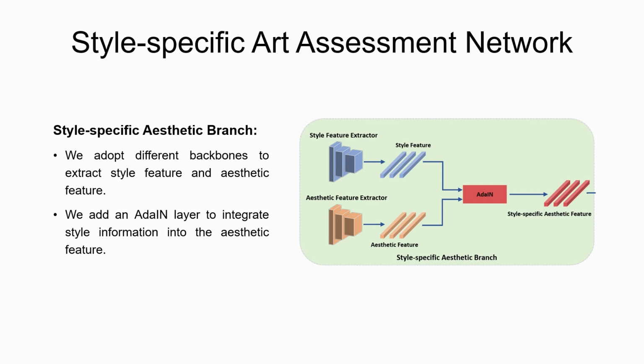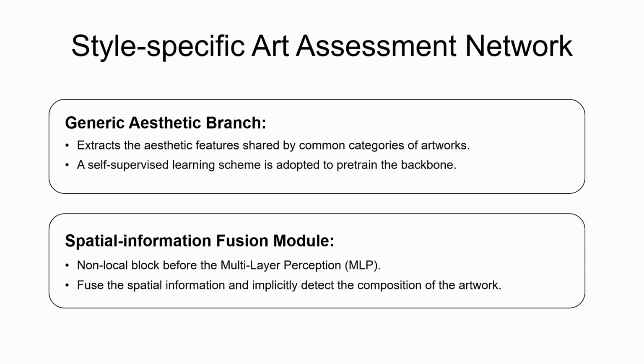To the best of our knowledge, none of the existing IAA methods has considered the integration of style information into the prediction model, and we are the first to combine style information with the assessment process. The Generic Aesthetic Branch extracts the aesthetic features shared by common categories of artworks. Inspired by recent studies, we adopt a self-supervised learning scheme to train the backbone to extract aesthetics-aware features.